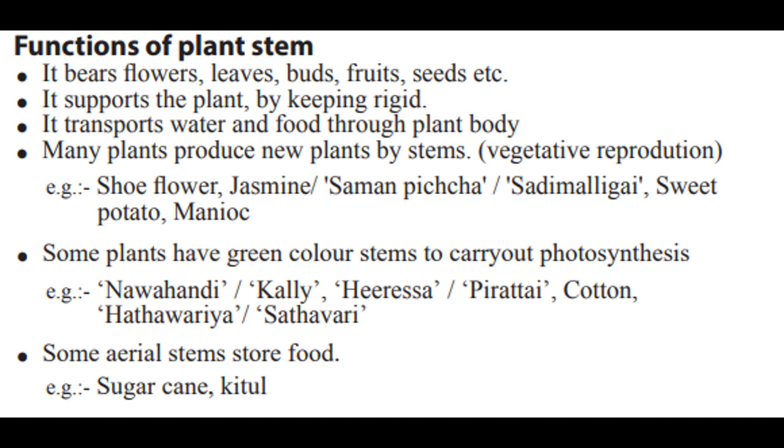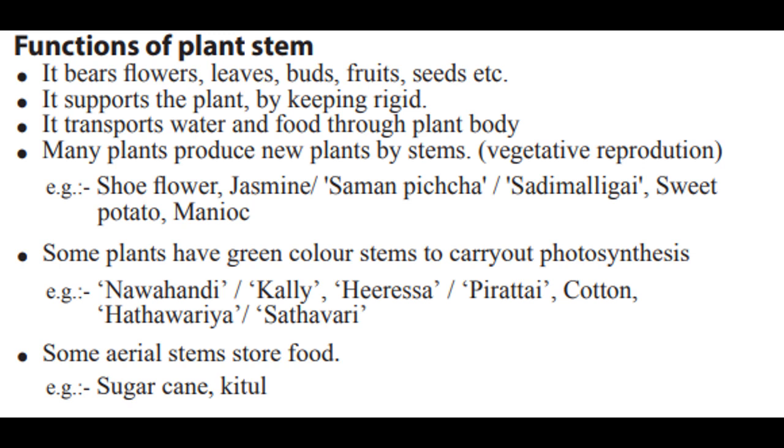Understand? So number 5, storage of food. Example, sugarcane. And another example is kitul, right? So the kitul stem stores its food as kitul flower. Understand, children? Kitul. Okay, children. And I'm going to write the last function.